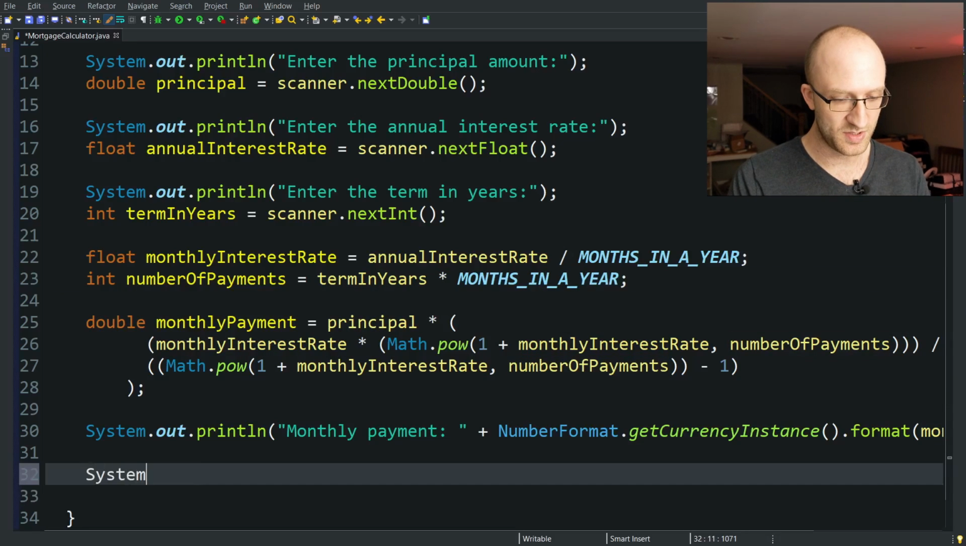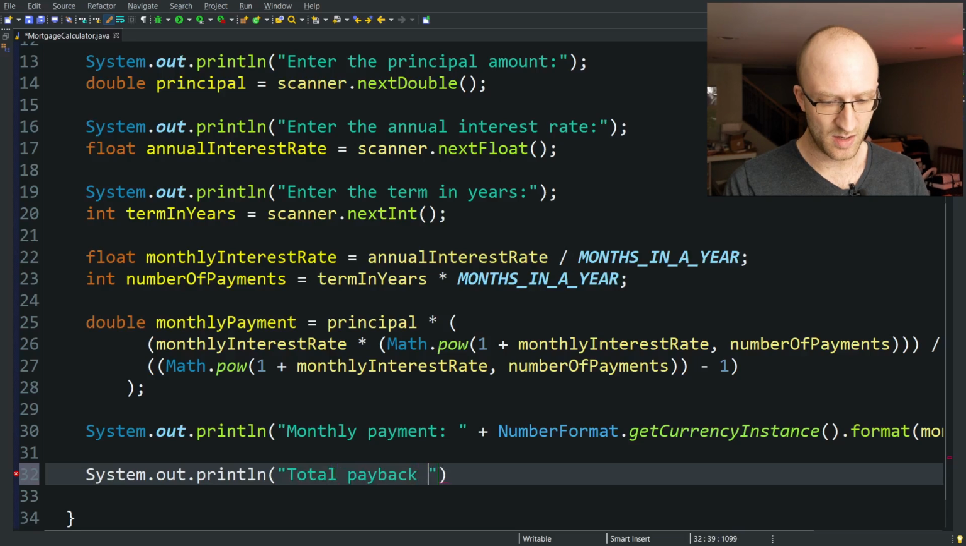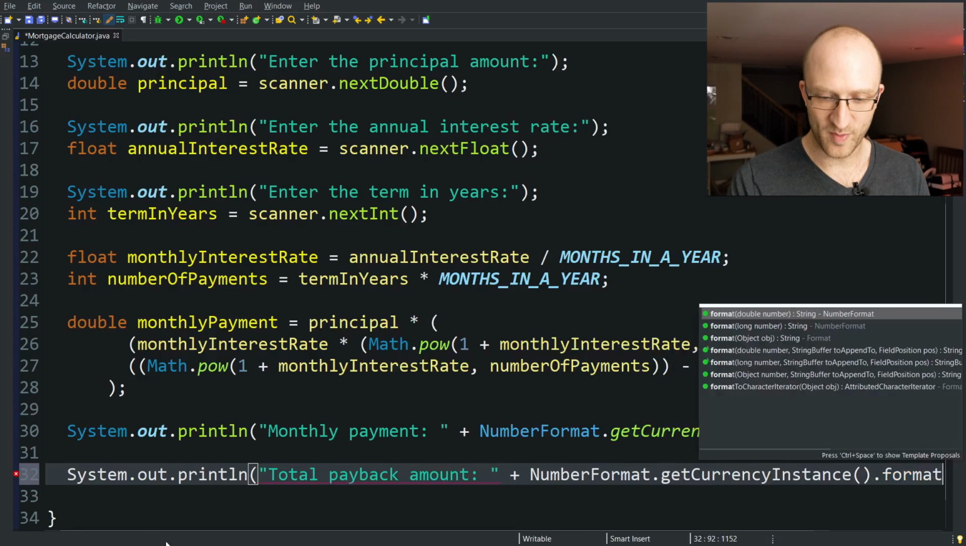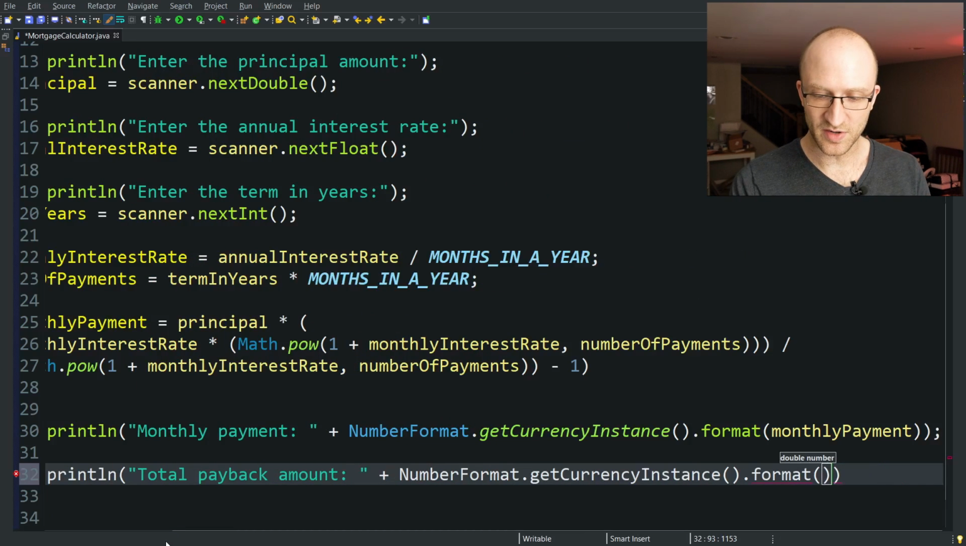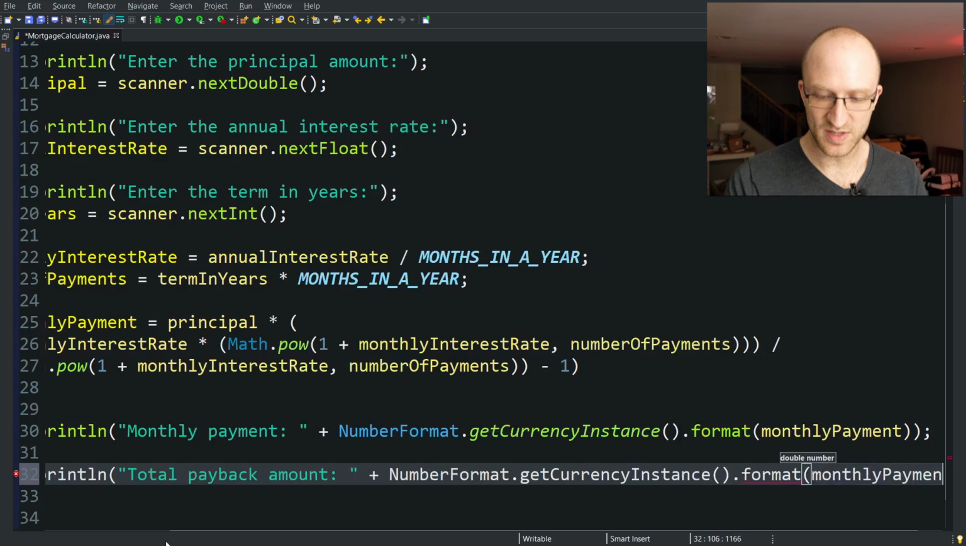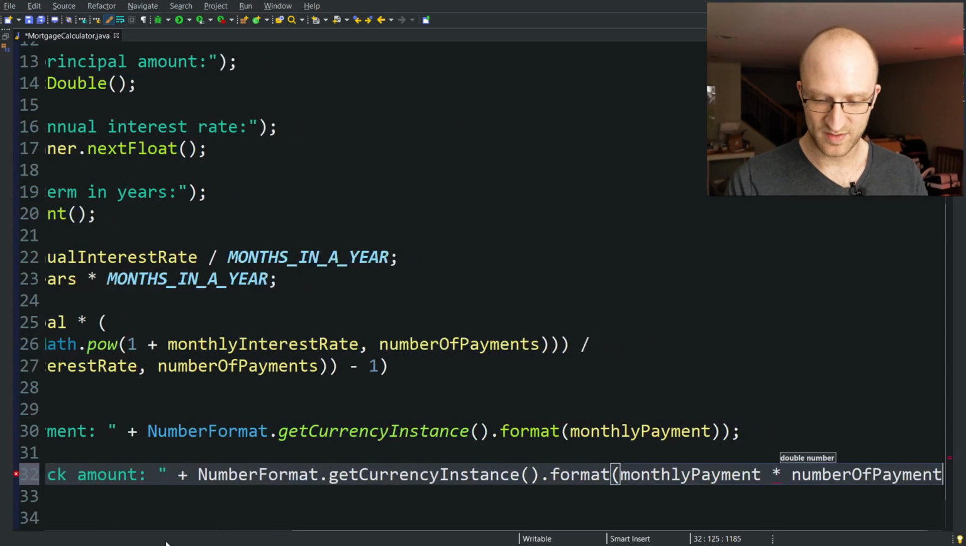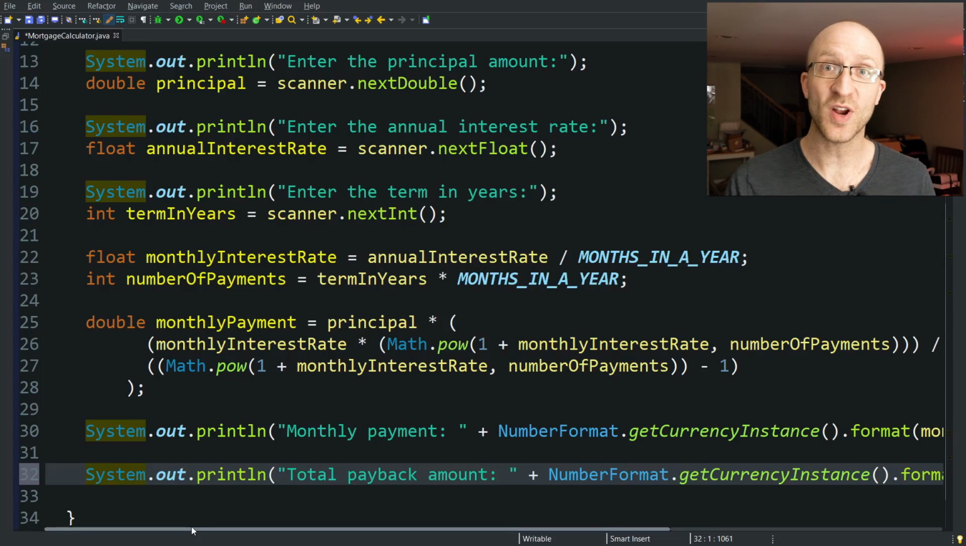So we'll just do another System.out.println, total payback amount. Let's just format this nicely right from the get-go. So we'll use NumberFormat.getCurrencyInstance().format. So this is where we'll do our simple calculation. We have the monthly payment. We just need to multiply it by the number of payments. And that should work. Let's go ahead and run it and see what we get.